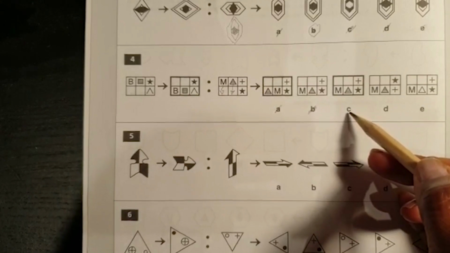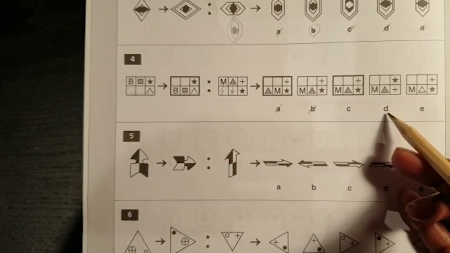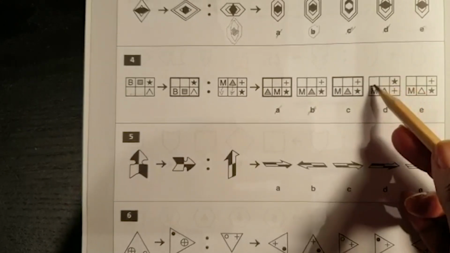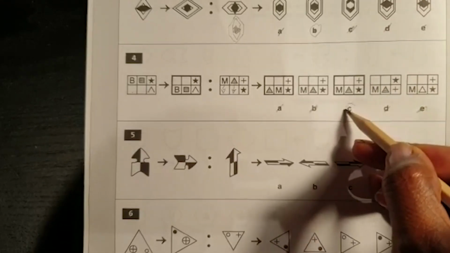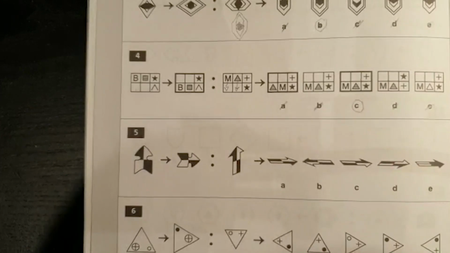Most likely going to be C, but let's just quickly eliminate the rest. That doesn't have a thicker outline, so these are eliminated already. We are now left with our answer, which is C.